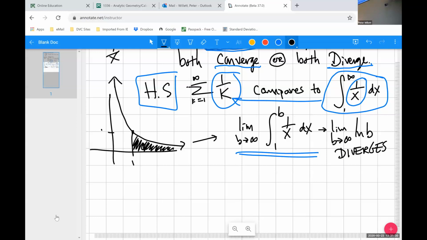I'll do one maybe that they do for you here. Yeah, let's look at example 2 on page 631. So it says, determine whether the following series converges. So you're looking at a series.